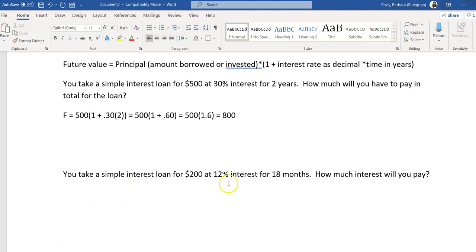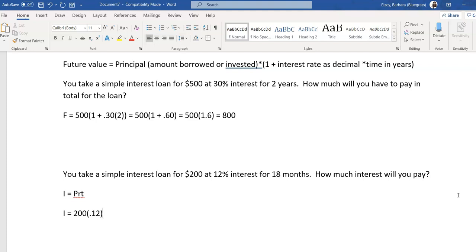All right, so let me pull that down here. I equals PRT, and we're going to plug in. We don't know the interest, so that stays as our variable, but our P is the amount that we are borrowing. That's $200. Our interest rate is 0.12. Remember, as a decimal.